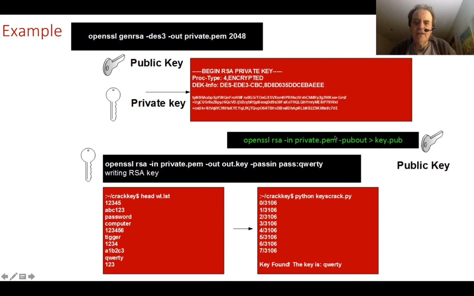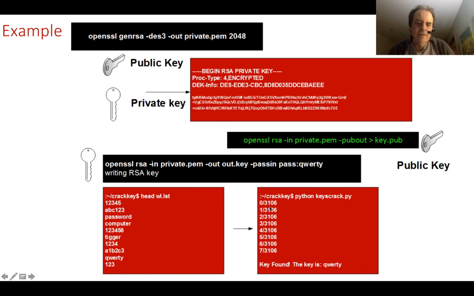So we then extract the public key using this option here, and that will give us our key.pub, which is our public key. So someone can put that on their key ring, or we could create a digital certificate with that. So the command that we can use to open up the key file is this one here. We're taking in the key pair, we're outputting, and we're putting in a password. So in this case, the password, if we created it with QWERTY, will open it up.